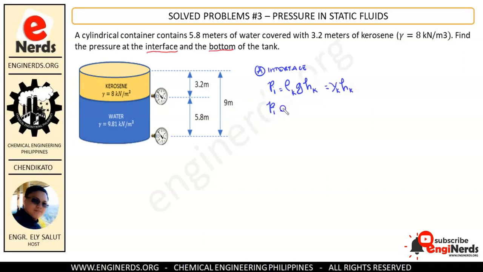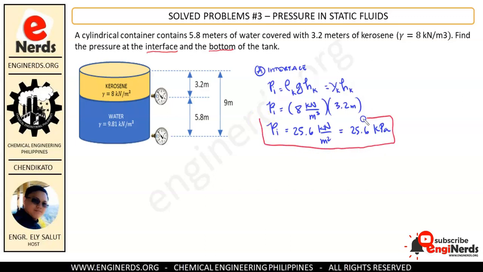So, substitute na natin yung ating mga value. The pressure in the interface is equal to the specific weight of the kerosene, which is 8 kilonewton per cubic meter times the height of the kerosene, which is 3.2 meters. Therefore, the pressure on the interface is equal to 8 times 3.2, which is equal to 25.6 kilonewton per meter squared, which is also equal to 25.6 kilopascal. So this is our final answer here.